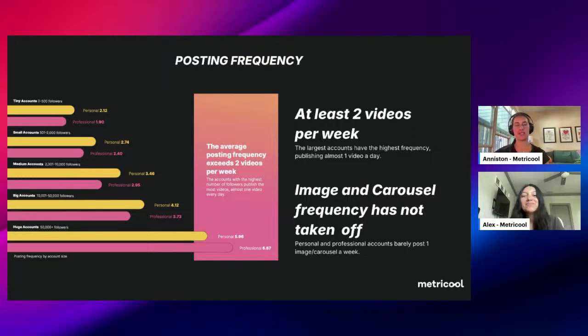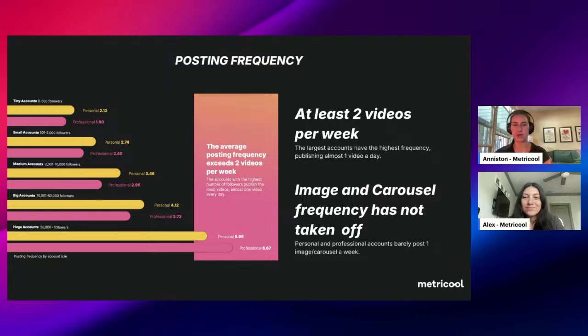And before we dive into more of the data, we always like to have a disclaimer that we recommend analyzing your account versus similar accounts. So if you have a range of 2,000 to 10,000 followers, you're going to look at medium account sizes. So this is important for really benchmarking and directly comparing your account to these averages.